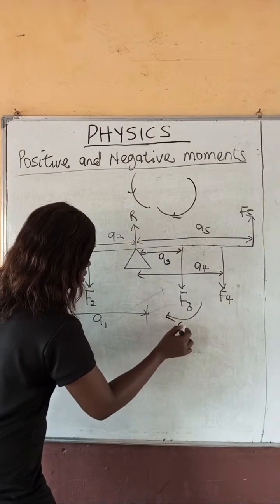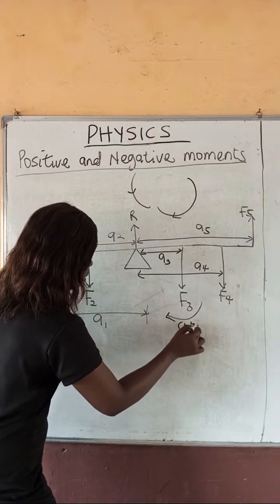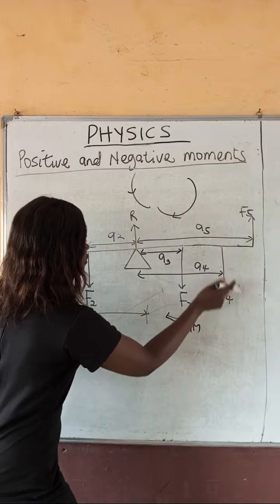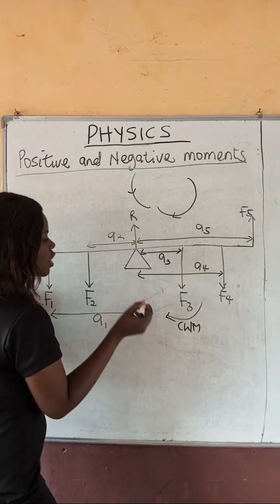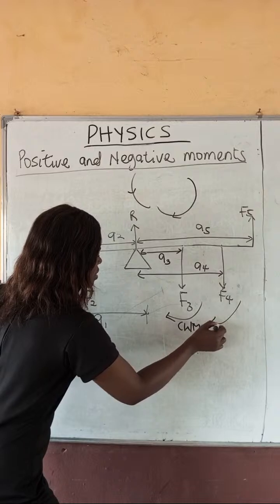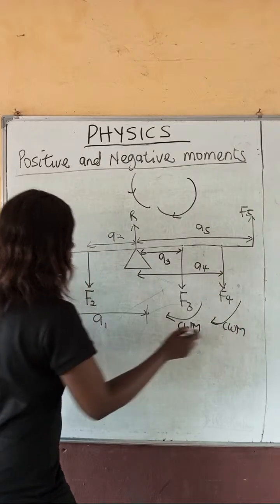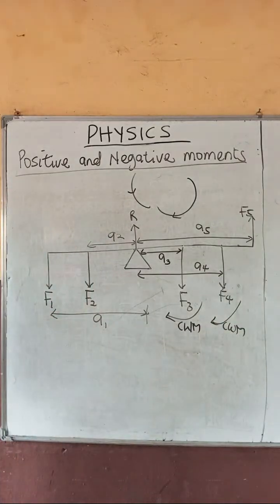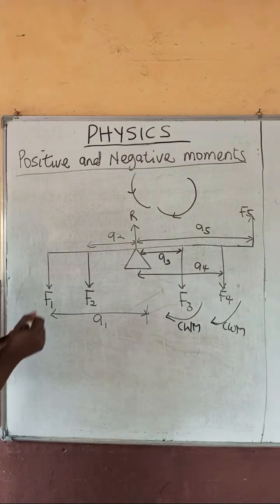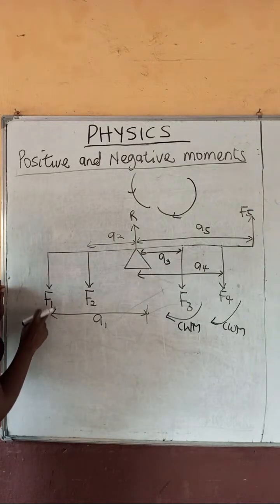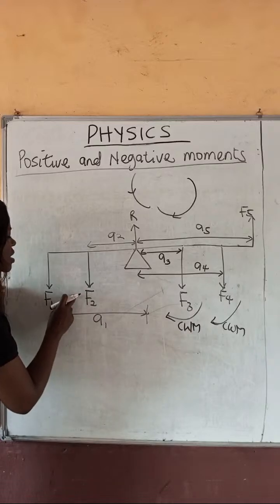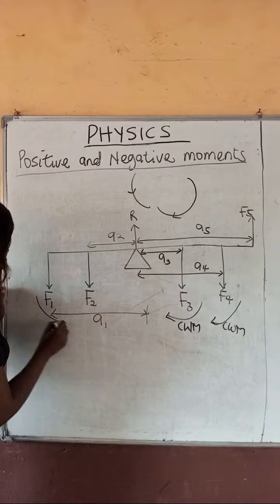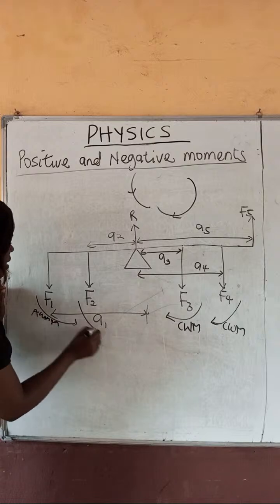So we go. This is clockwise moment, right? Now F4, from here to here, is clockwise moment. This is clockwise moment. Do you understand? Then for us to go to anti-clockwise, this is anti-clockwise, because it's going this direction. This is anti-clockwise going this direction. So this is anti-clockwise moment.